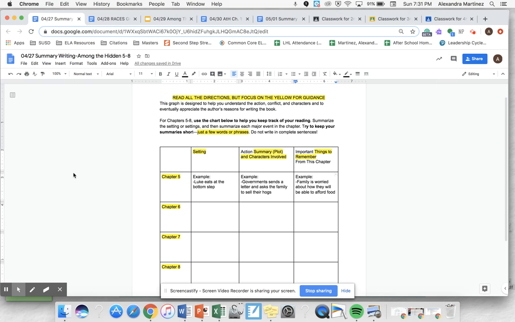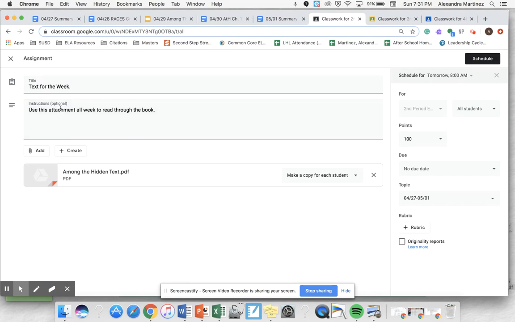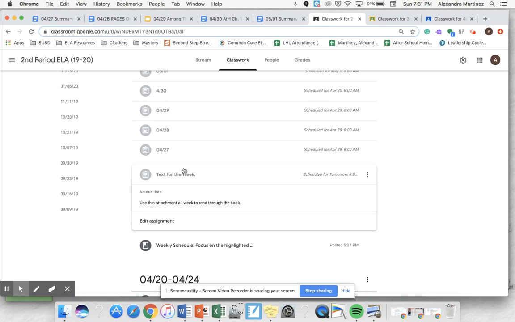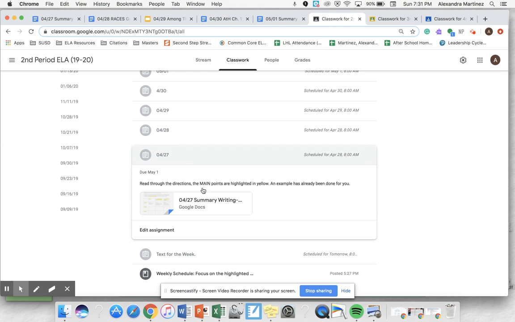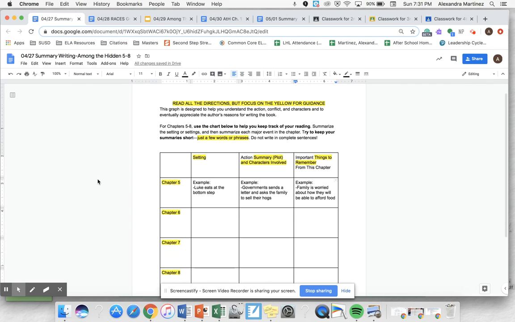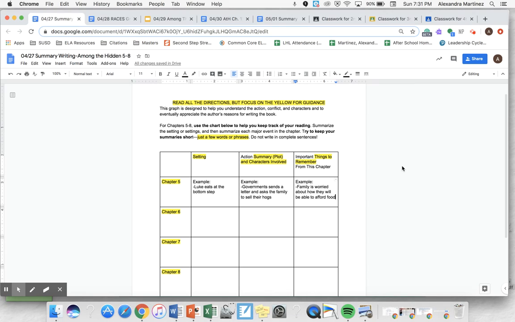So for the actual assignment, when you open it in Classroom, once it's posted, it says read through the directions. The main points are highlighted in yellow, and an example has already been done for you. So this is what it would look like. Again, in yellow are the more important parts. That way you focus your attention and you don't feel overwhelmed.